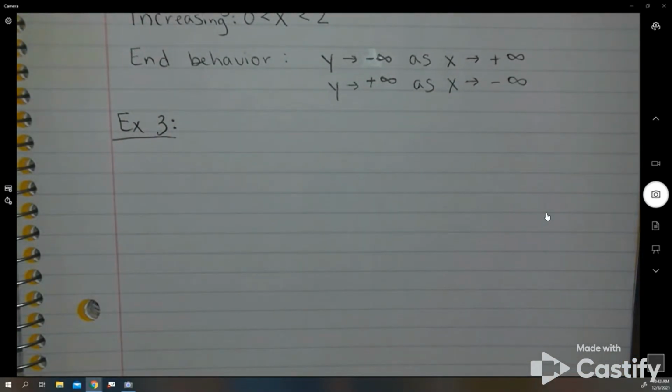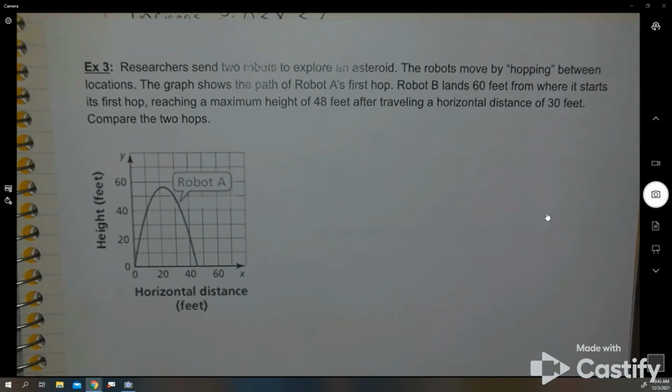And example 3. Example 3 says, researchers send 2 robots to explore an asteroid. The robots move by hopping between locations. The graph shows the path of robot A's first hop. Robot B lands 60 feet from where it starts its first hop, reaching a maximum height of 48 feet after traveling a horizontal distance of 30 feet. And then we have to compare those 2 hops to one another.